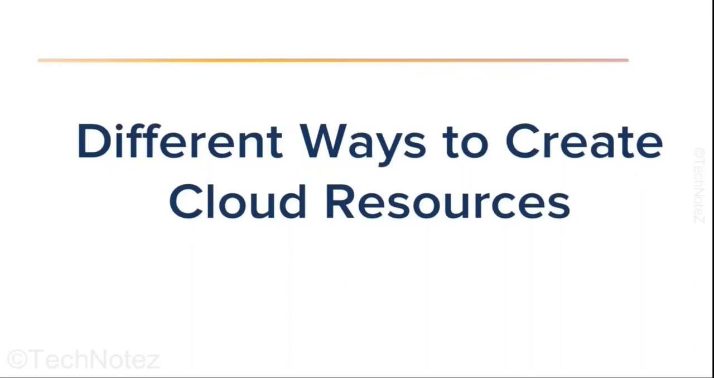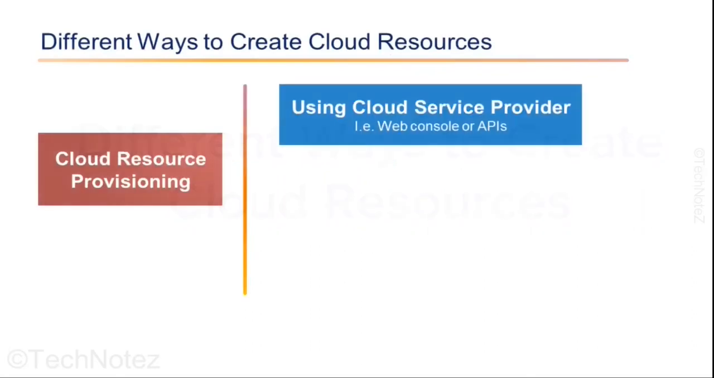There are multiple methods that can be used to provision and configure the resources in the cloud. Method 1, using a cloud service provider. The easiest way to create the cloud resources is by using a cloud service provider such as Amazon Web Services, Microsoft Azure, or Google Cloud Platform. These providers offer a wide range of cloud-based services such as storage, computing power, and databases, which can be created and managed through a user-friendly web-based console.